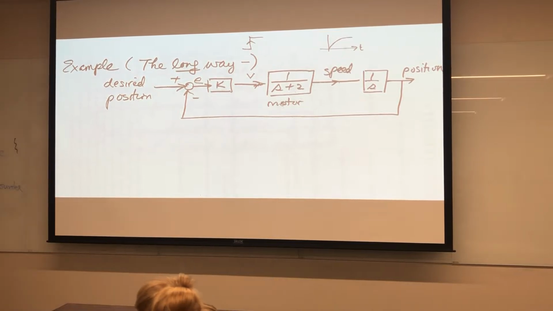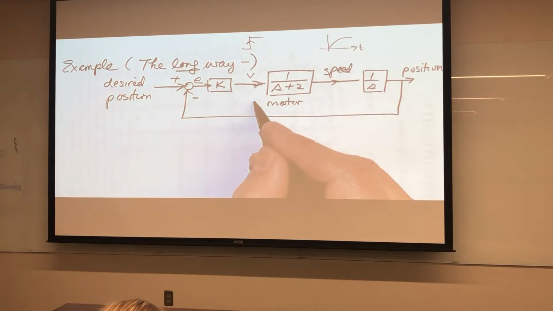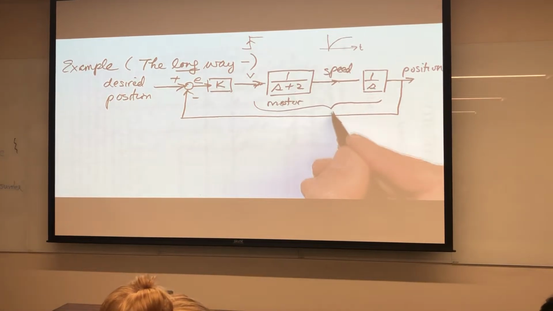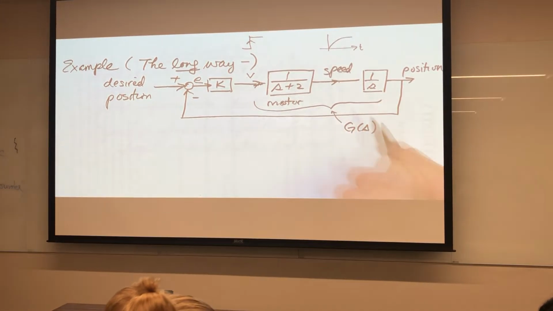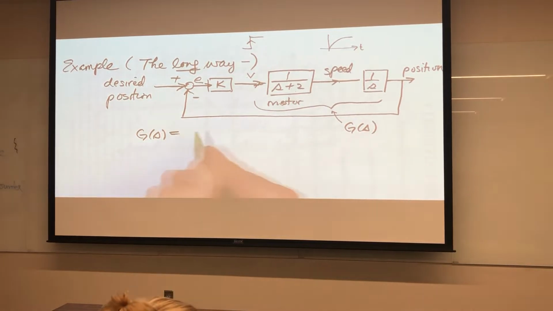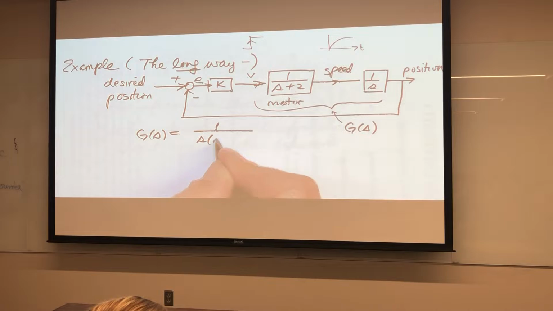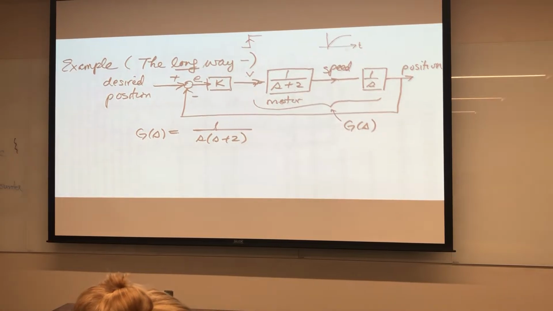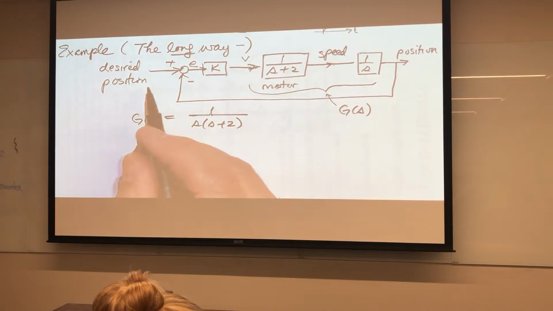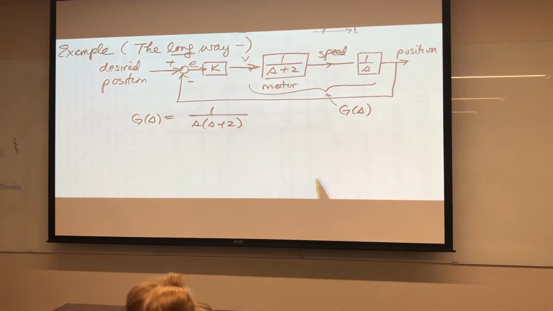So we want to analyze this system. What we know is we know this model. This is what we're going to call G of S right here. This is the open loop, 2 blocks, okay? So G of S is 1 over S plus 2. We're going to do it the long way today. We're going to calculate the relationship between input and output.